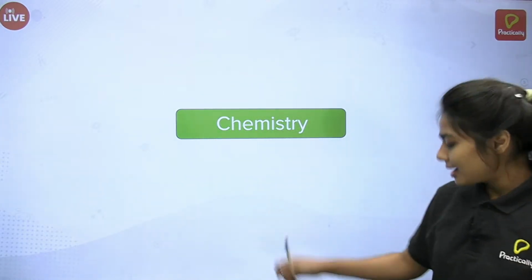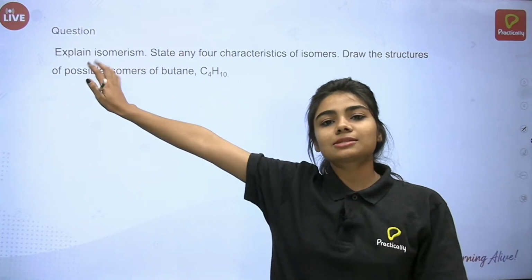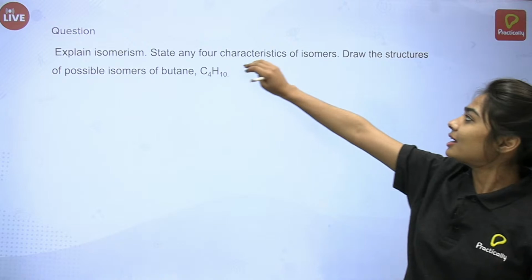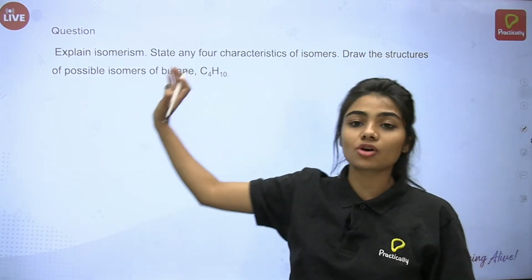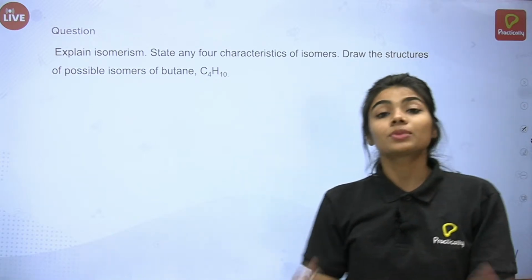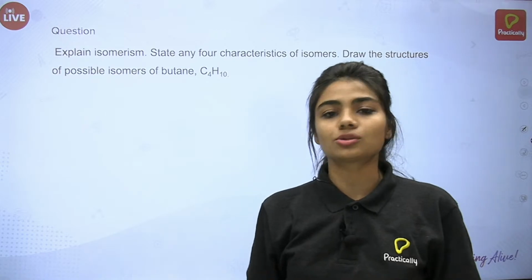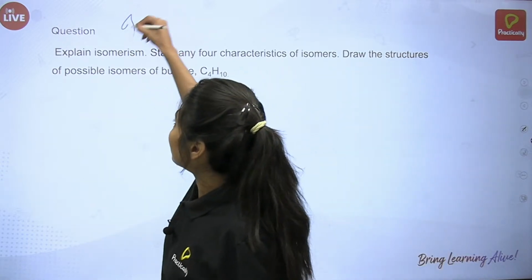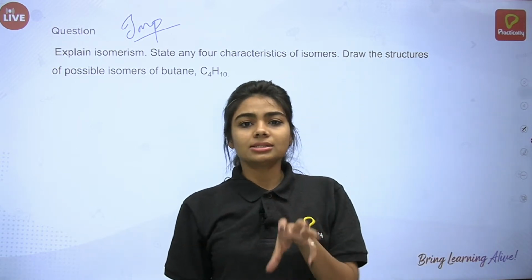Hey, let's start the chemistry section. Here are the chemistry questions first. Explain isomerism. State any 4 characteristics of isomers. Draw the structure of possible isomers of butane C4H10. First of all, we need to understand what isomers are. Look, this question is very important. Very important. So, what is isomerism?